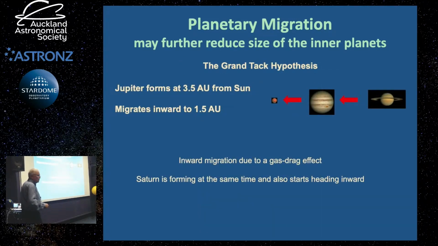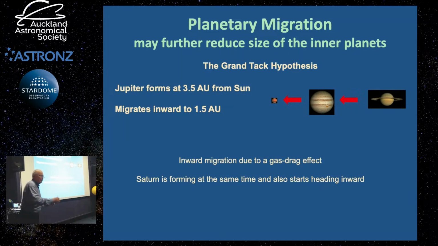Jupiter formed at about 3.5 astronomical units from the Sun, so a lot closer. Remember, it's roughly about 5 astronomical units now, it's further out, but it probably formed about 3.5 astronomical units away from the Sun. And as it went round, it started spiralling inwards. Why? Because of the gas drag effect.